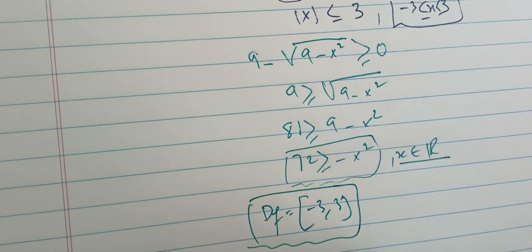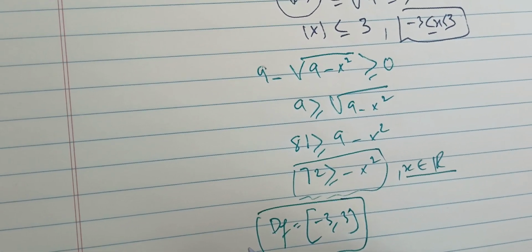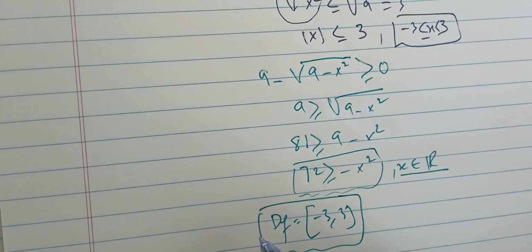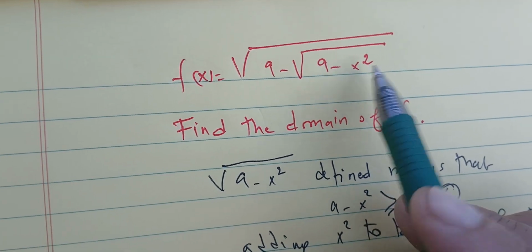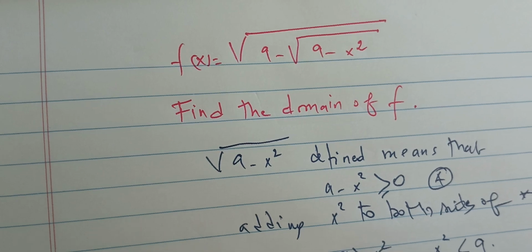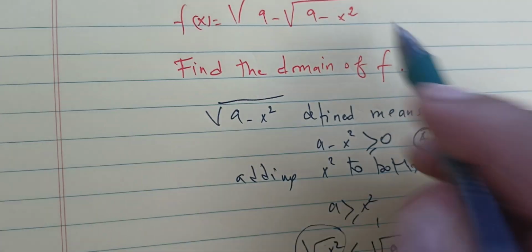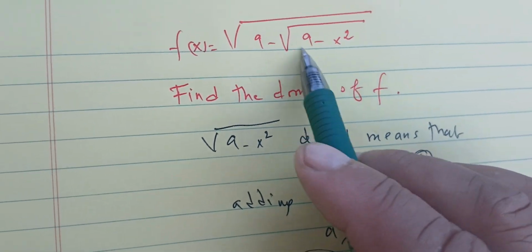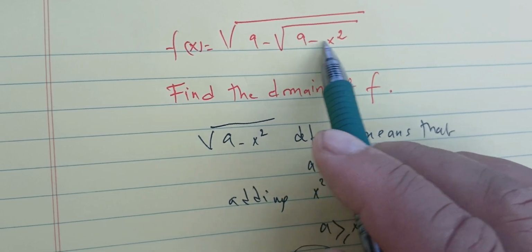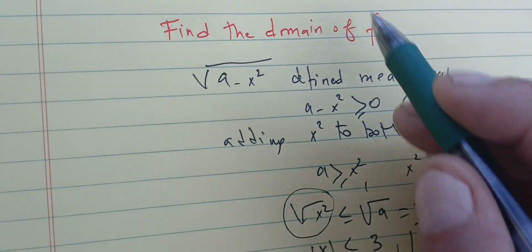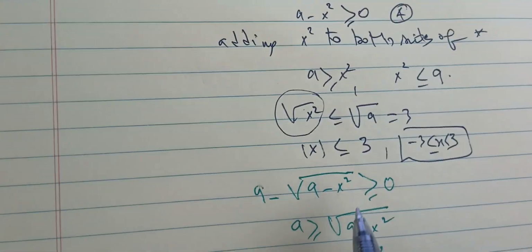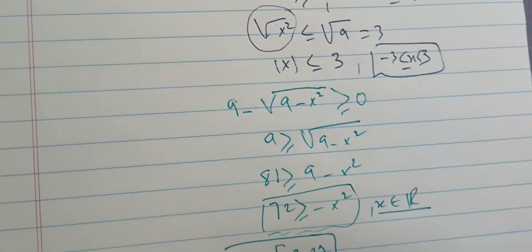Okay, so this is a quick way of finding the domain. Otherwise, we can see that this is part of a circle, but that would take longer. So I believe this is the quickest way of finding the domain.